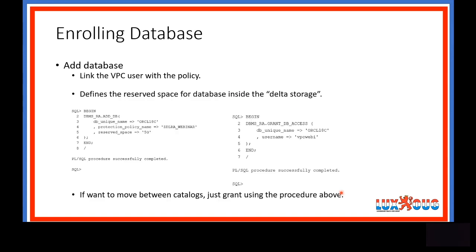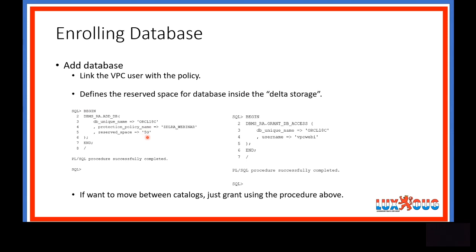How do you register the database? The first part, you add the database, your database unique name, your protection policy, and the space. So this database has reserved space for backups of 5 gigabytes. If my database has 10 terabytes, I put 10 or 12 terabytes here. There are some best practices to define the reserved space, because you need to have some space. There is no exact size for your database. If a database has 10 terabytes, it is recommended to put this value 20% higher.